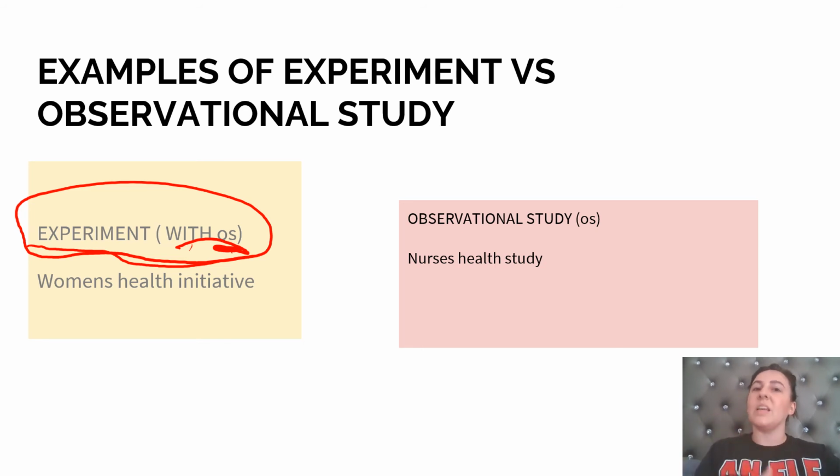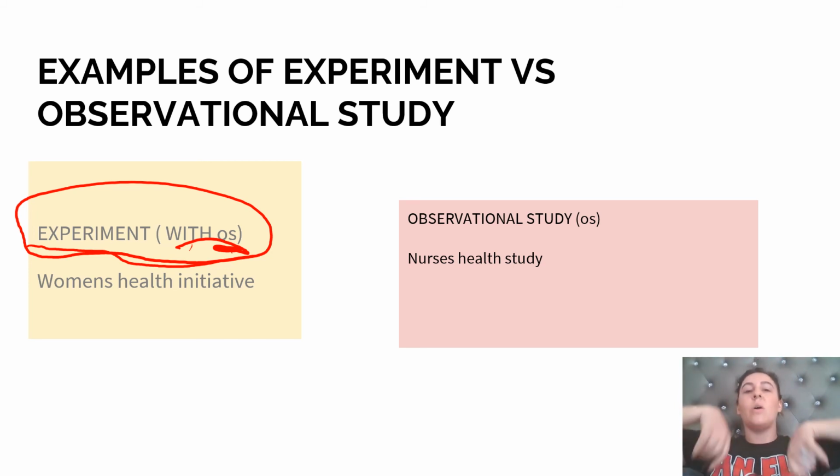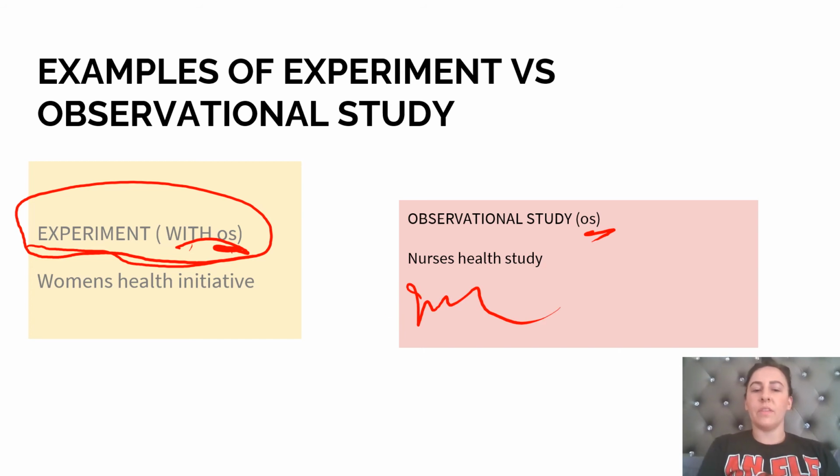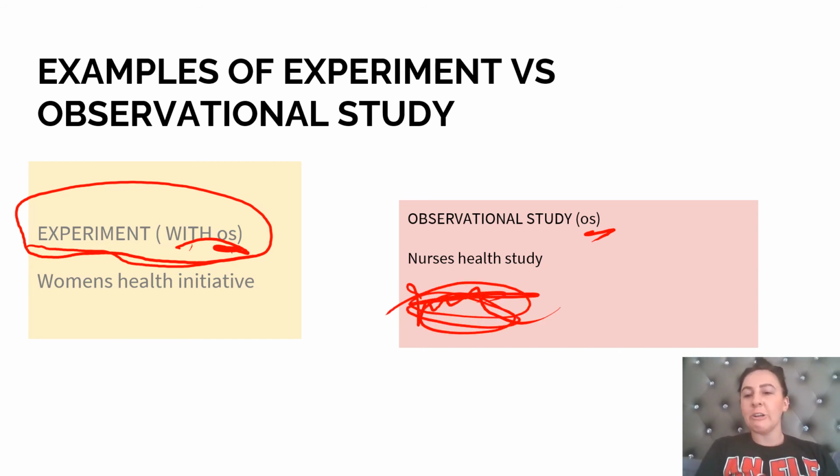But the purpose in the beginning was just to do the experimental study design to see what is going on with this hormonal therapy that they're providing menopausal women. Okay, now let's look at the observational study. All right, so observational study, the example we have is the Nurses' Health Study. Okay, so this one right here.